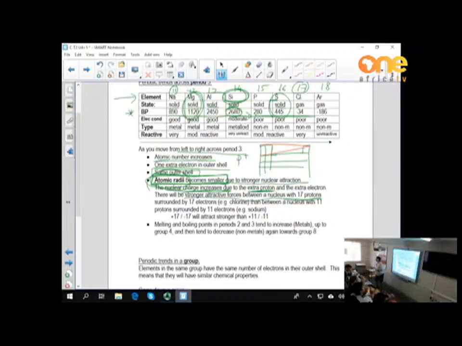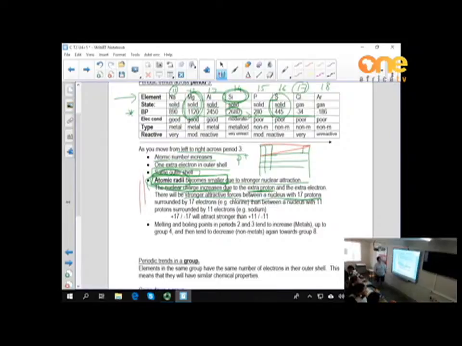If I ask you to explain why they become smaller: the nuclear charge becomes more positive, +1, as we move across from left to right. And it has a stronger force of attraction, trying to pull them in closer.